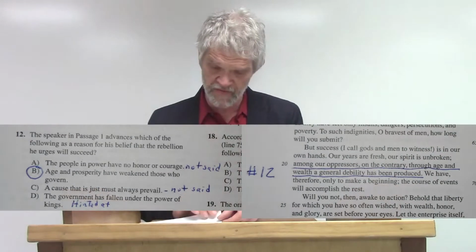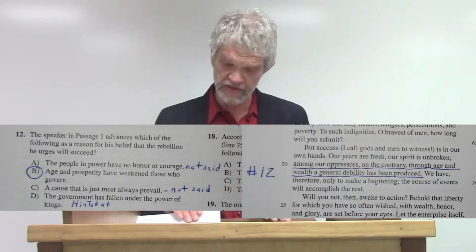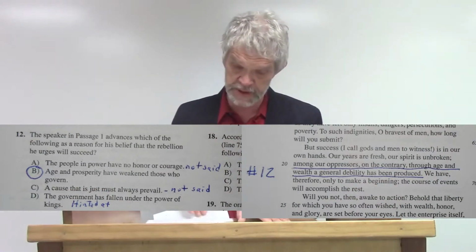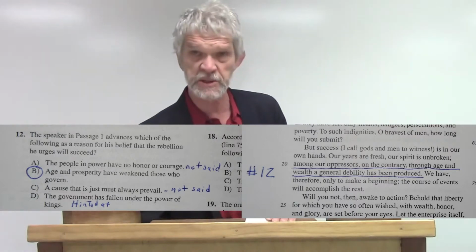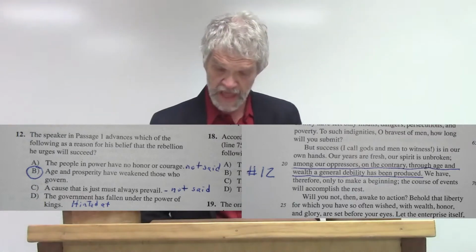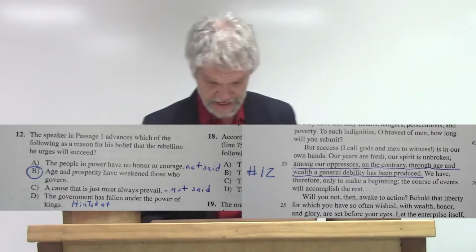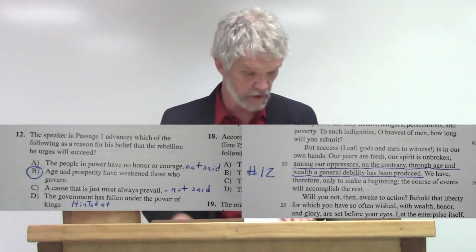All right, for question number 12, the speaker in the passage advances which of the following reasons for his belief that the rebellion he urges will succeed? And your best answer is B. A is not said at all, C is not said at all, and D is not said at all.